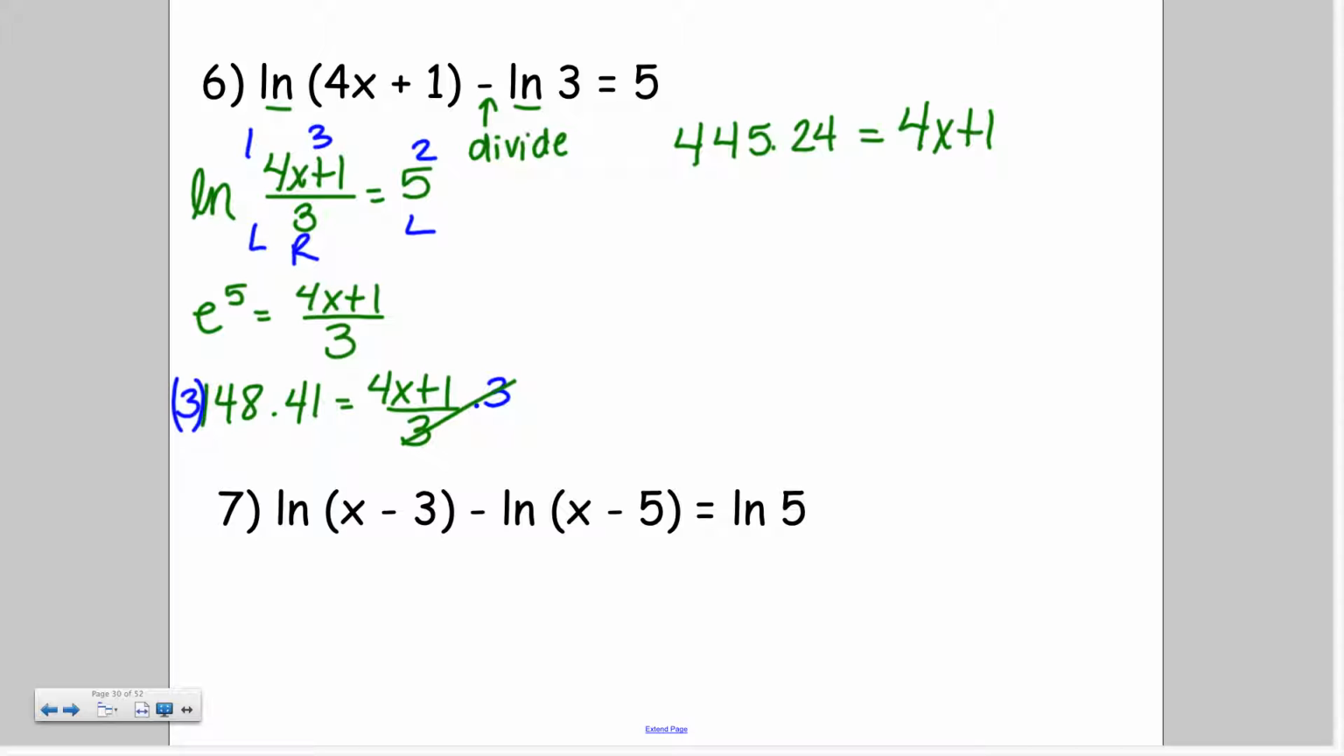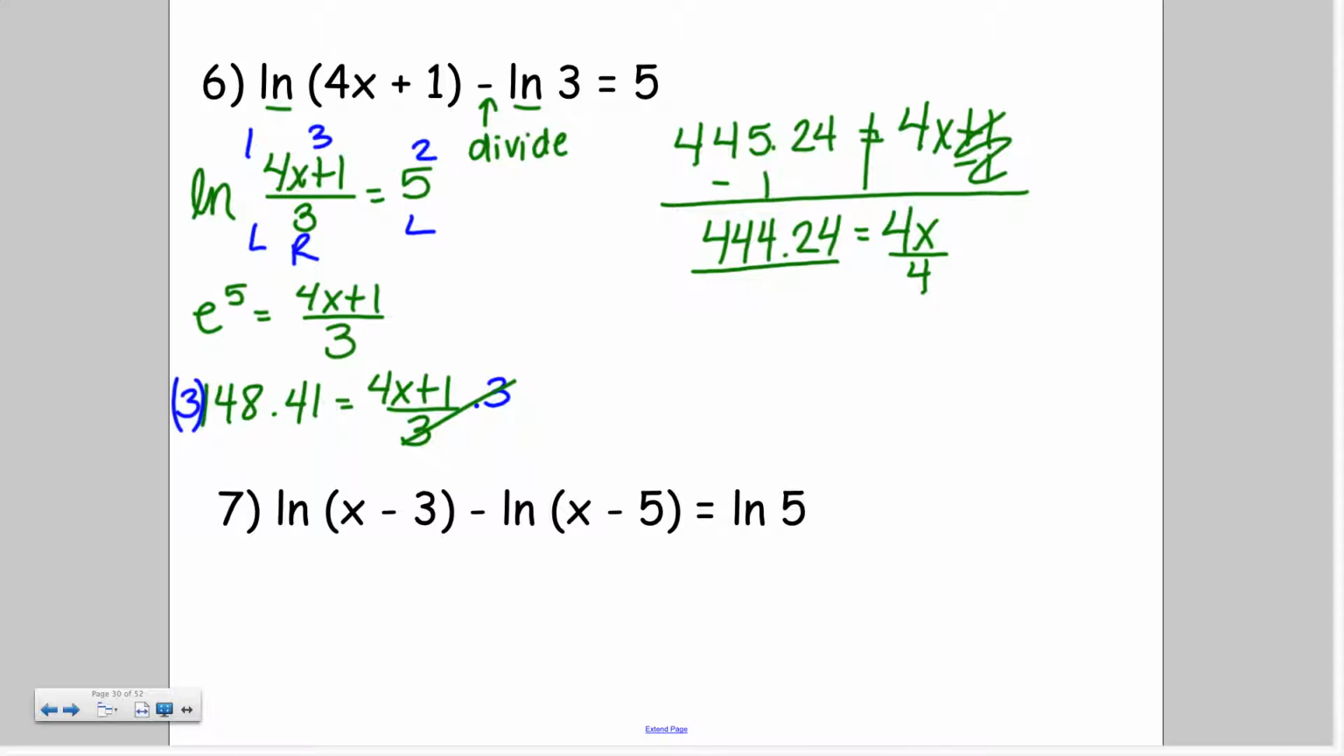All right, and then solve out for x. So subtract 1. That's going to leave me with 444.24 is equal to 4x. All right, and then we're going to divide by 4. Okay, so when you put that in your calculator, x is going to equal 111.06. All right, one more.